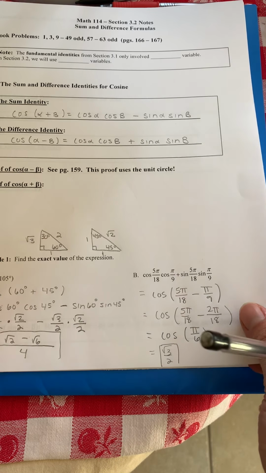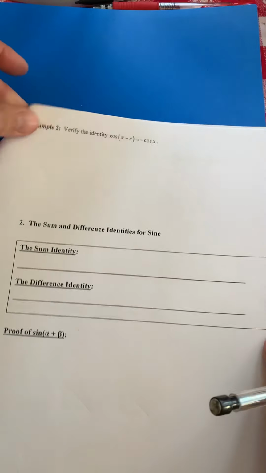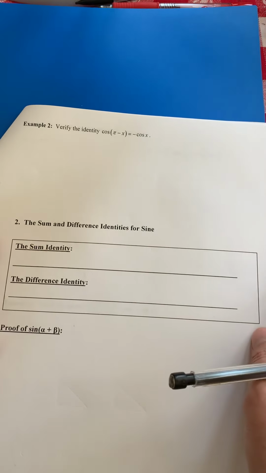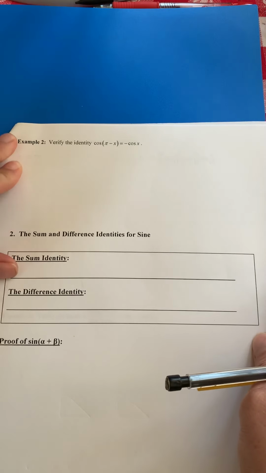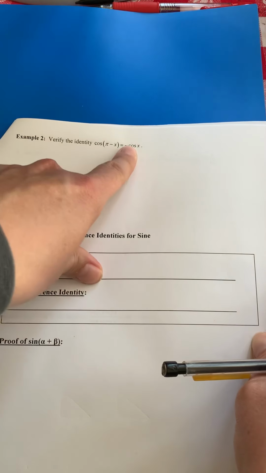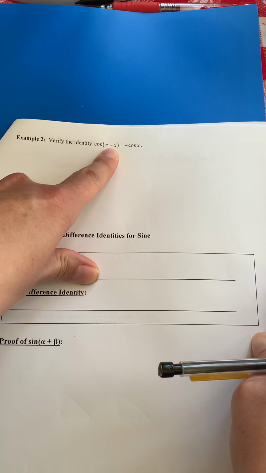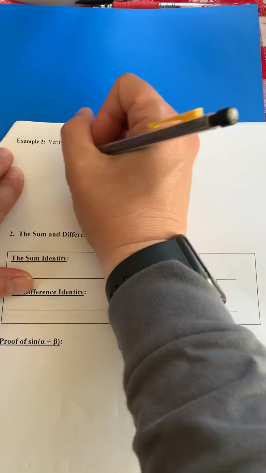Let's look at example 2. In example 2 here, we want to verify this identity. How this works is we want to start with one side and try to get to the other side. So we're going to start with the cosine difference identity here.